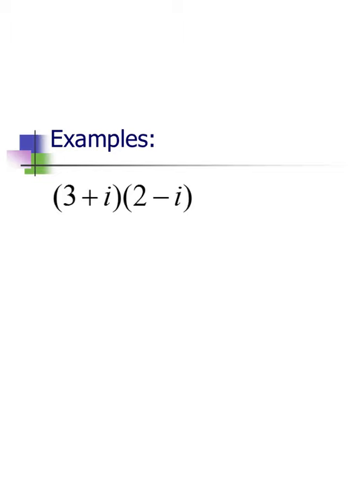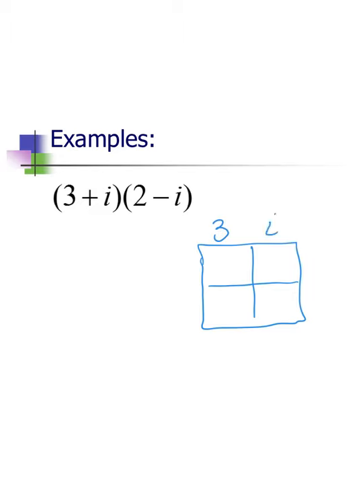Now here's where things get a little more complicated because we're multiplying two terms by two terms. You have one of two choices. For those of you that like the box, you can do the box. And we would write a 3 and an i here, and a 2 and a -i here. If you want to, you can also do double distribute.